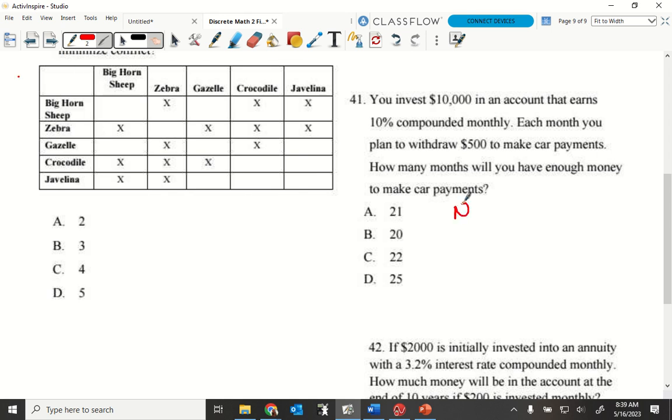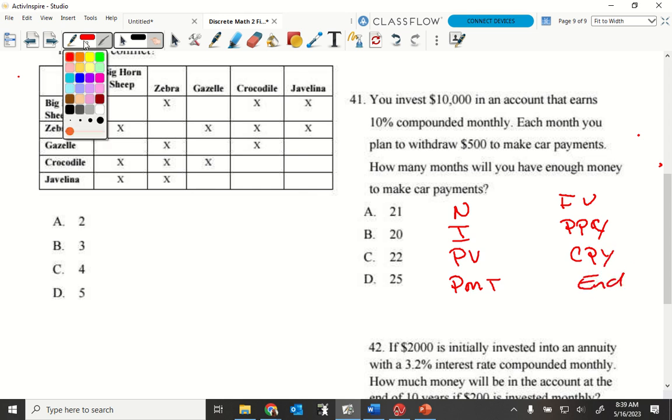N, I, PV, PMT, FV, PPY, CPY, and N. All right, so again, we're calculating for this.